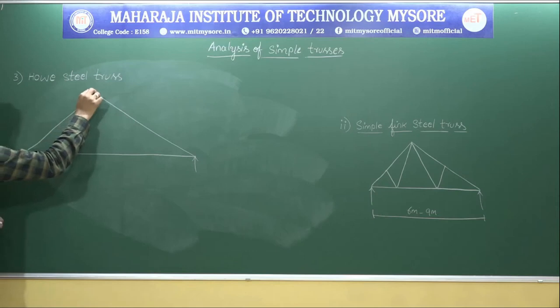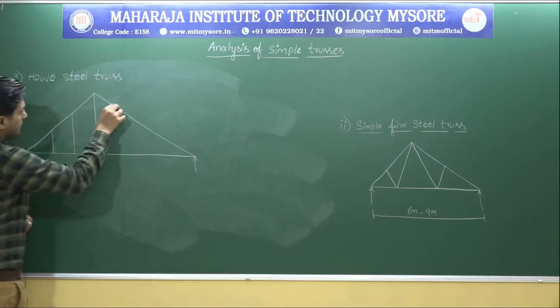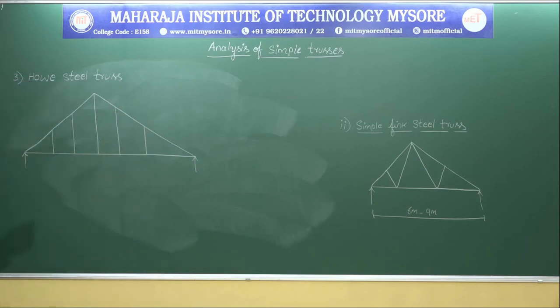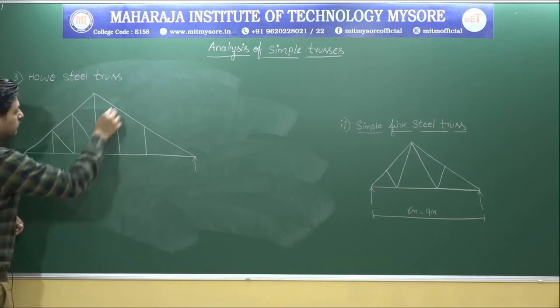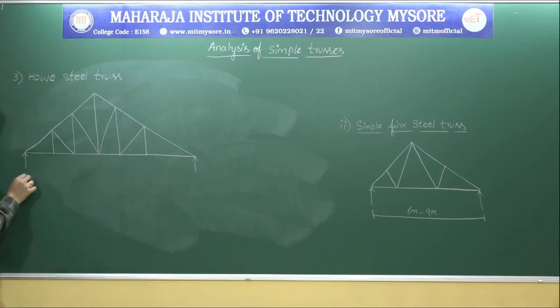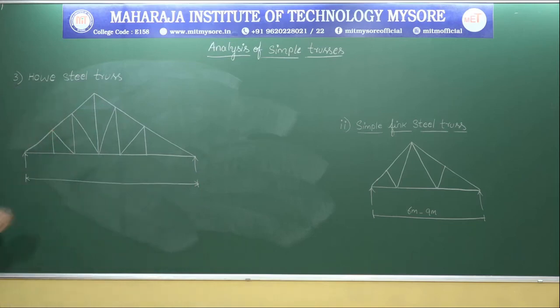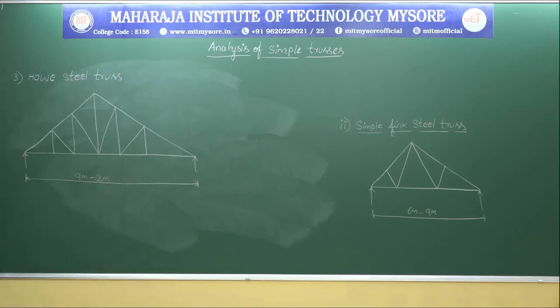So this is a Howe steel truss. So usually this will be used for a span of 9 meter to 12 meter. So next, let me move on with the next one.